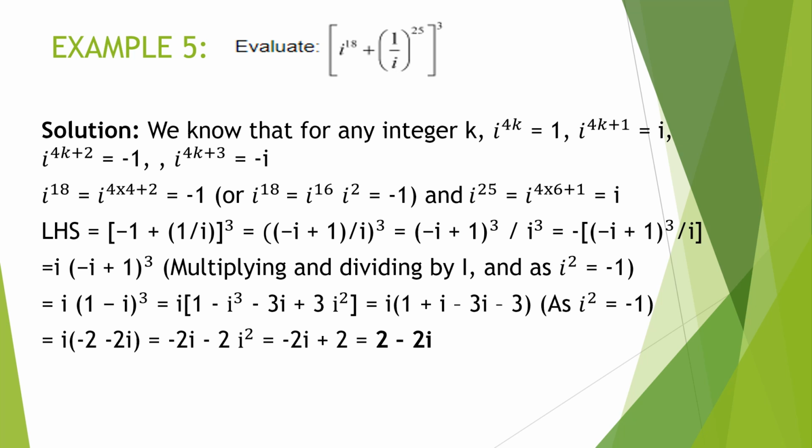Again on simplification and using the fact that i square is minus 1, we get this equal to i into bracket minus 2i. So it is minus 2i square. Again put i square as minus 1. So it is minus 2i plus 2. So the real part is 2, imaginary part is minus 2. So on simplification, this complex number is equal to 2 minus 2i.